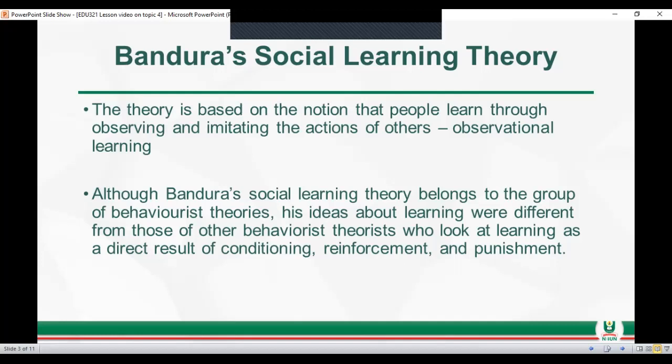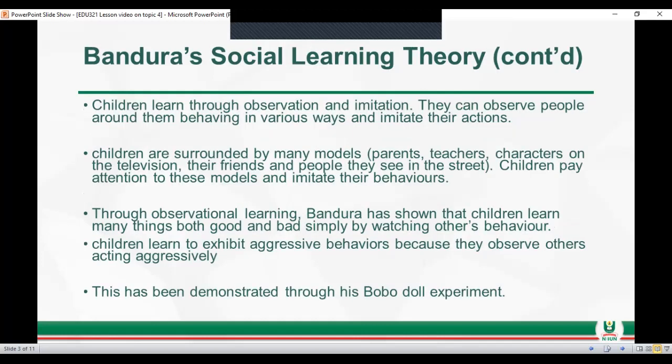Why? Because his theory is based on the notion that people learn through observing and imitating the actions of others, not through conditioning, not through reinforcement. But later we will see if reinforcement has any role in his theory.